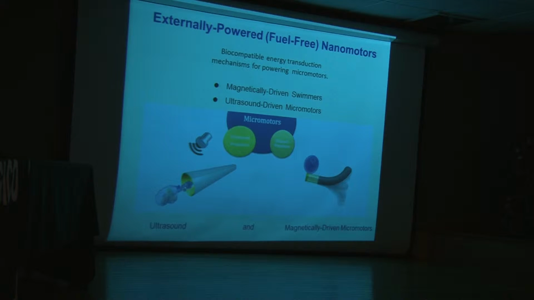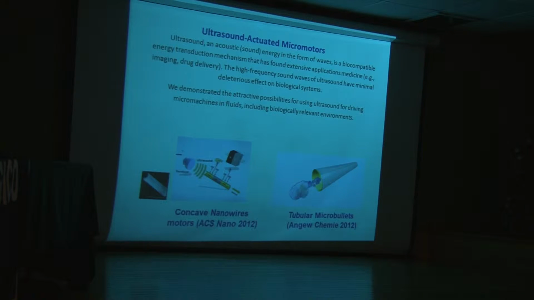We have some more examples for drug delivery. We'll do fast. Yeah, we have 3 minutes. So for in vivo, we use ultrasound like Fernando, or magnetic, fuel-free application. This is our microbullet that can penetrate tissue. This is another gold nanowire for ultrasound.